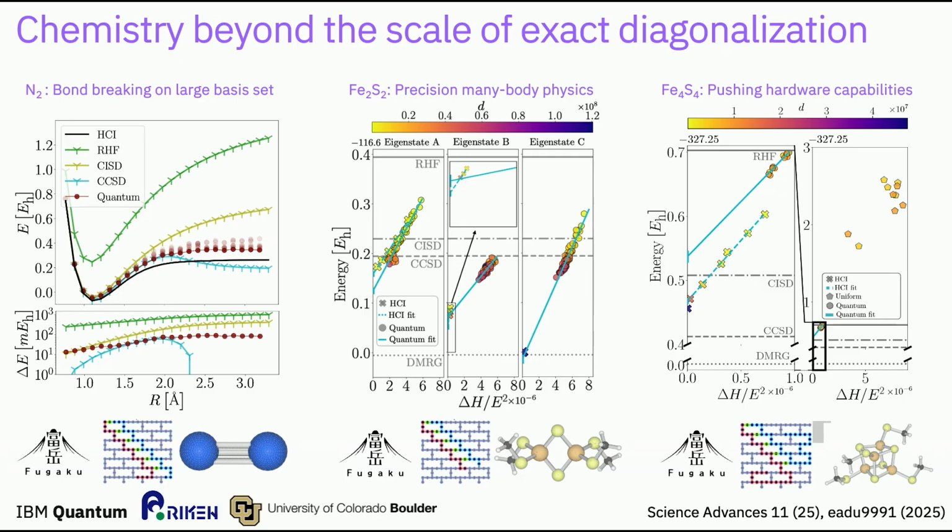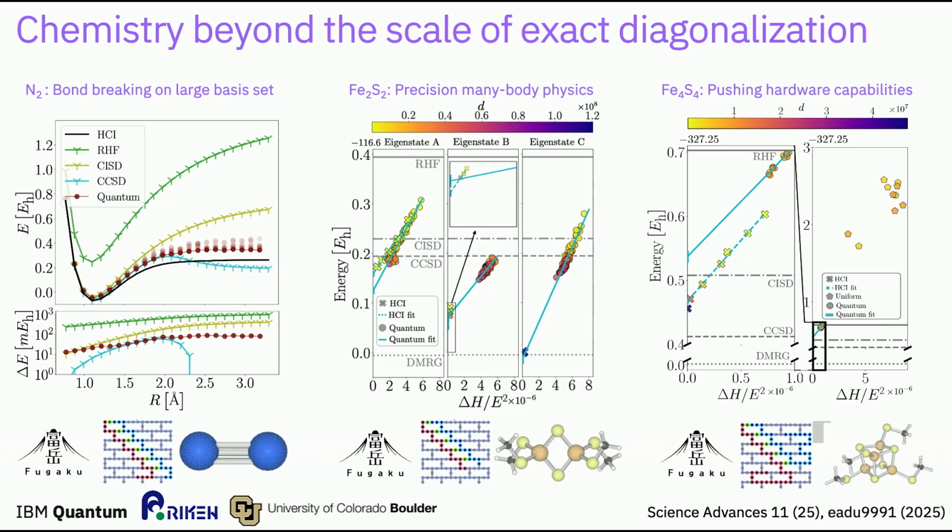And so putting it all together, these are the results that we got last year. The paper got published this year. So here are three sets of experiments. On the right, you can see we're calculating the dissociation of the nitrogen molecule. And so you see that the quantum computer, in this case, can qualitatively capture this dissociation. And so you see the quantum points here are well aligned with other classical methods. In the center set of experiments, we compute eigenenergies of the iron sulfide Fe2S2, smaller than the one that I showed you at the beginning.